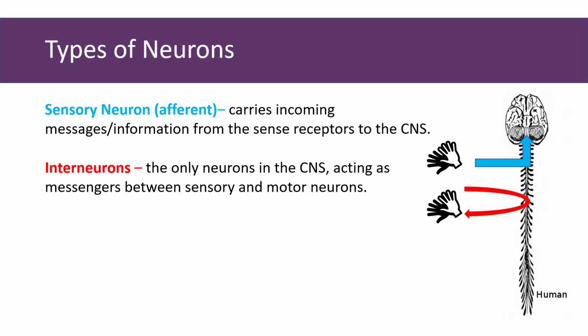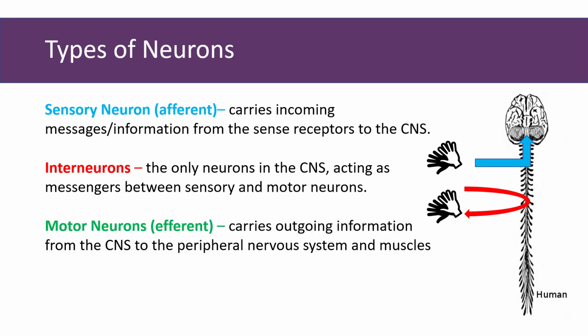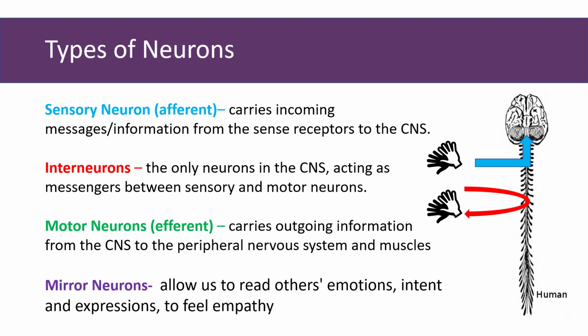The motor neurons, and again, you see the color coding here, and it's intentional. The motor neurons are what we call the efferent neurons, and they are the ones that carry the outgoing information from the central nervous system to the peripheral nervous system and our muscles, and they tell the body what to do.